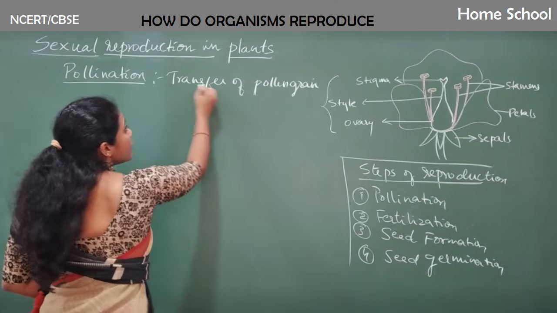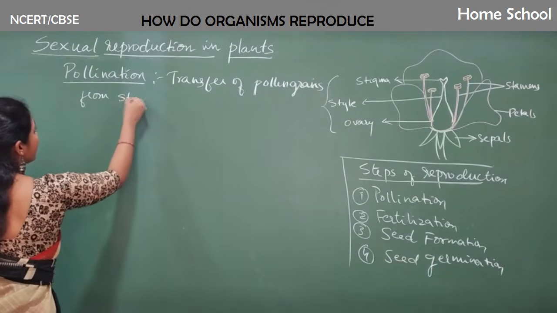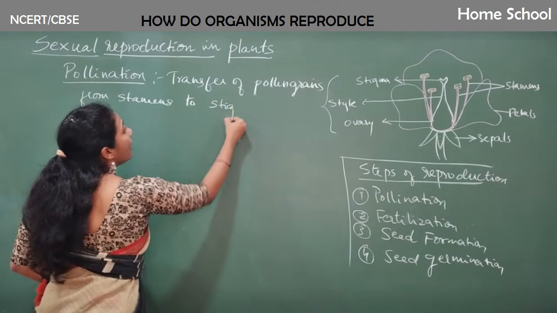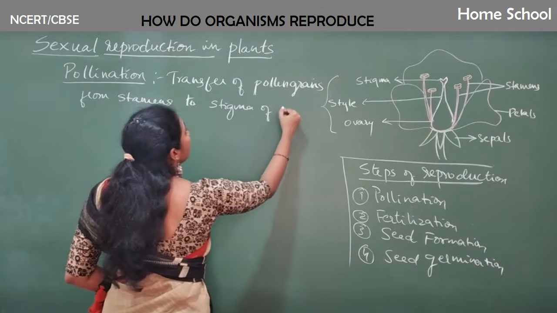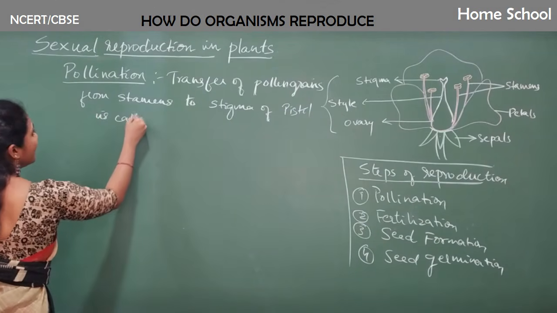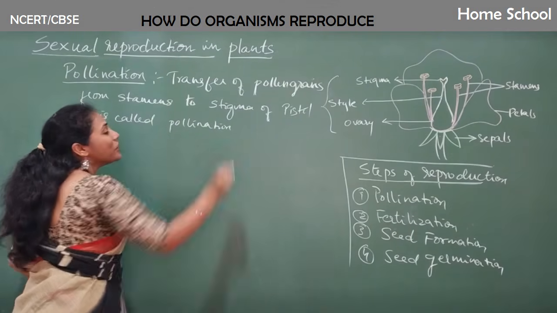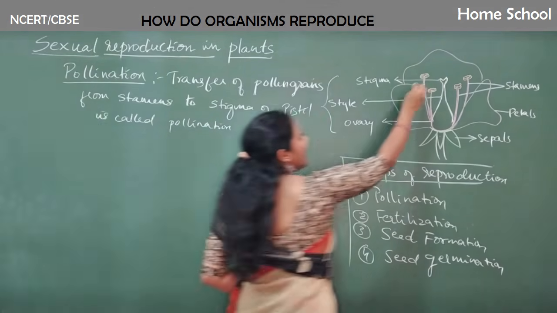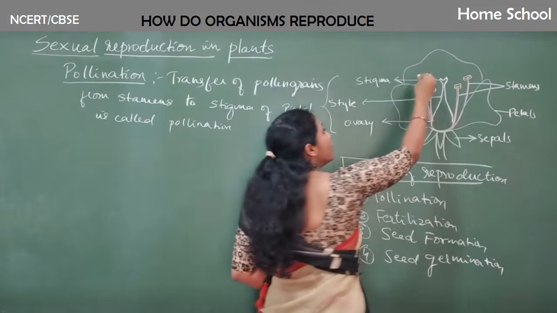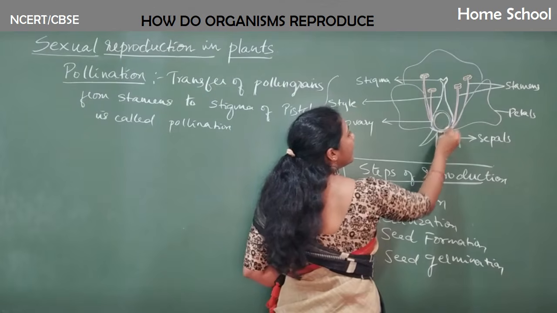So the transfer of pollen grains from stamens to stigma of pistil is called pollination. Clear? Now you got the meaning of the word pollination. See, male germ cells are here on the anther, isn't it? It is there in the pollen grain. So, and where is the egg, guys? Egg is there in the pistil, ovary. Okay, in the ovary, egg is there.